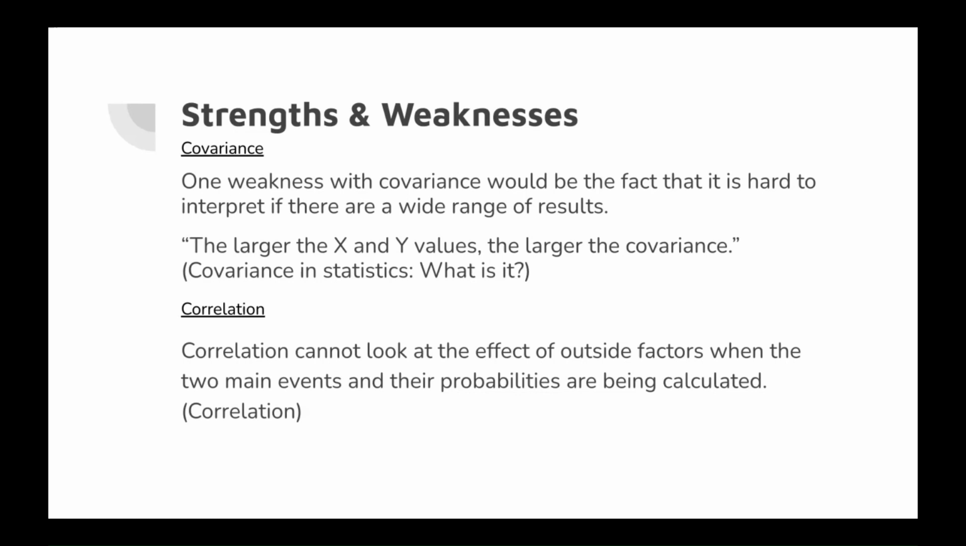The weakness of covariance would be the fact that if there was a wide range of results, it is hard to interpret. If we have to test the probability of successful flights with X pounds of plane weight and Y pounds of cargo weight of 1,000 planes, for example, then the covariance would be hard to interpret. And since correlation doesn't focus on outside factors, we can't take external factors such as weight distribution, weather, or even flight paths into account when calculating the probability of a successful flight based only on the two types of weight of the plane.